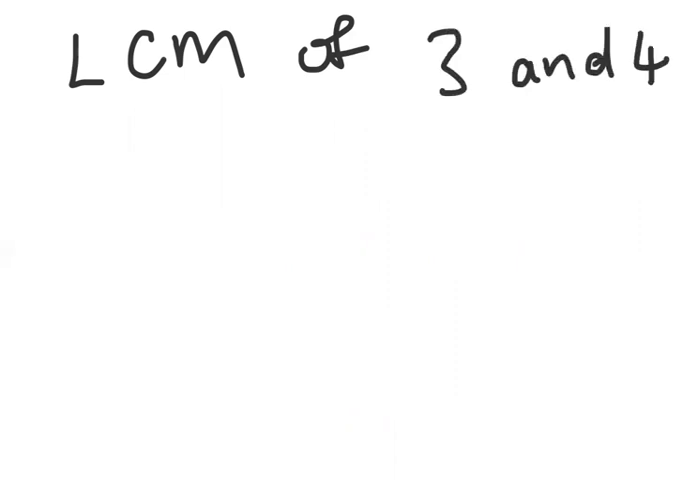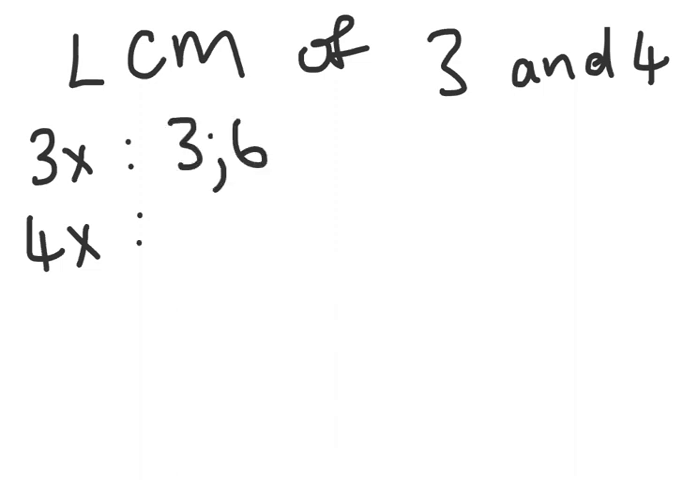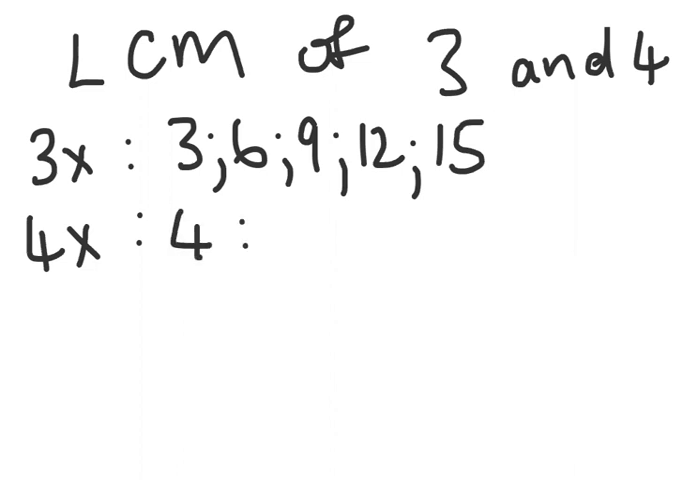What's the least common multiple of 3 and 4? Of 3 and 4. So let's write out the times table. 3 times table and 4 times table. 3 is 3, 6, 9, 12, 15, and it goes on, but let's stop there for now. The 4 times table is 4, 8, 12. If you look at this, the smallest number that appears in both looks like 12.